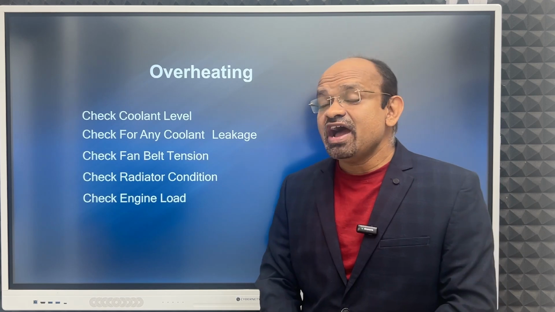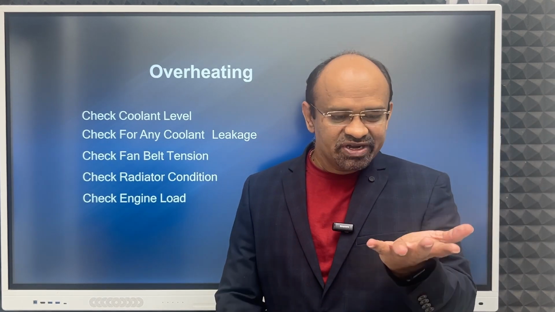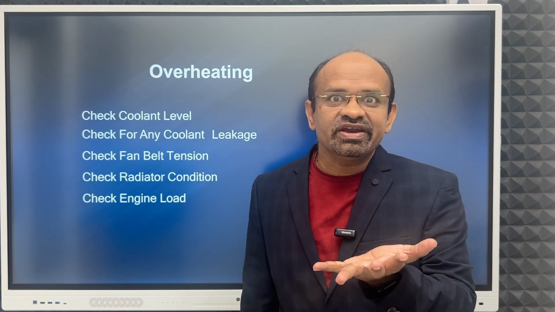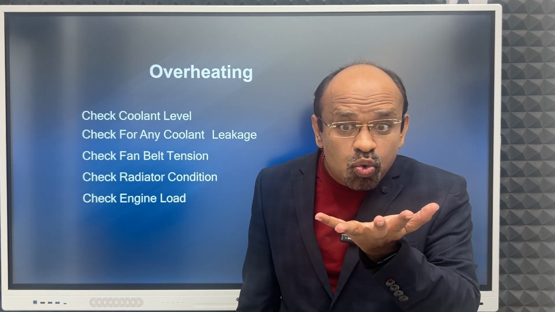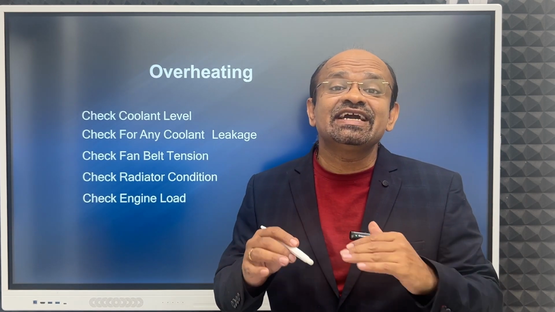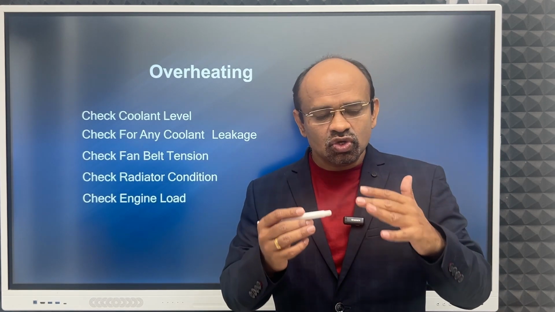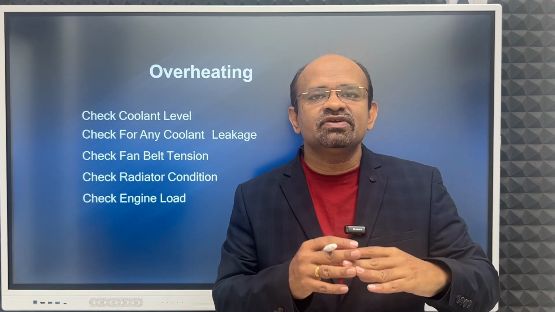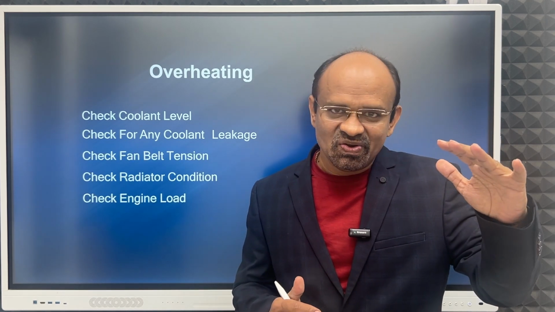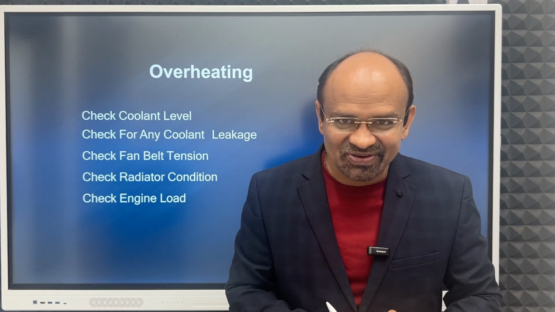Then check fan belt tension. If you take tea and put it in a saucer, or even a soup, what do you do? You just blow. Why? Because in that process, you are increasing the rate of evaporation. During evaporation, liquid is changing into vapor. It is changing form, and during that, heat energy is used, and that is how it will cool down. You are just increasing the rate of evaporation.